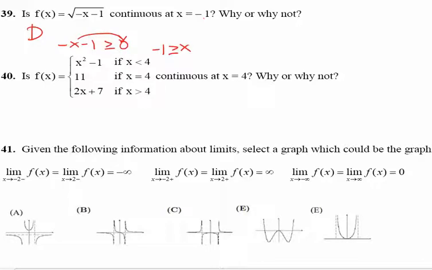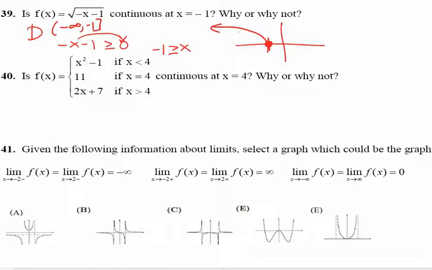So our domain would go from -infinity to -1, with an open endpoint at -infinity. So -1 is okay, gives us the square root of 0. So what does our graph look like here? At -1, we have a closed endpoint, and our graph goes this way. So is it continuous at -1?